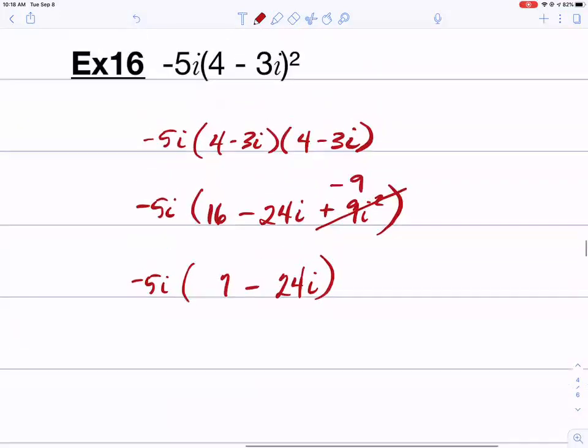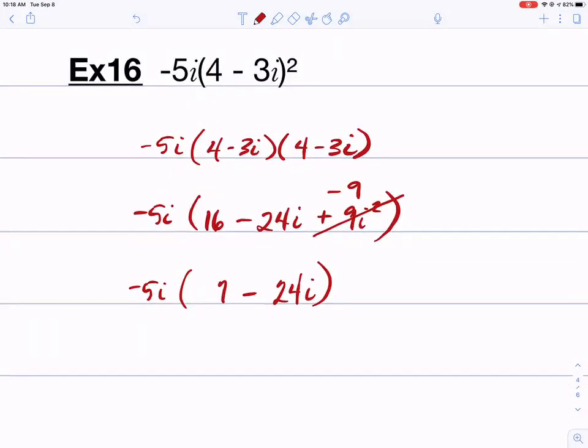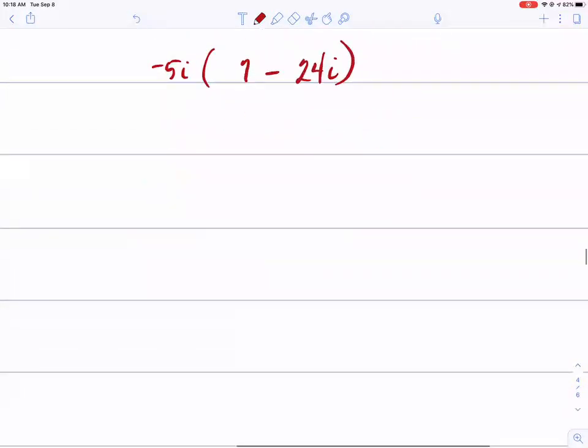By the way, for those of you who were thinking that 4 minus 3i quantity squared was the same thing as 16 plus 9i squared, was it? No, it was not. It's 7 minus 24i. That is not the same thing. You must FOIL. Squaring a binomial is FOILing. Okay, so let's go ahead and take our negative 5i. Let's pass it out. When you take it to the first term, what does it become? Negative 35i.